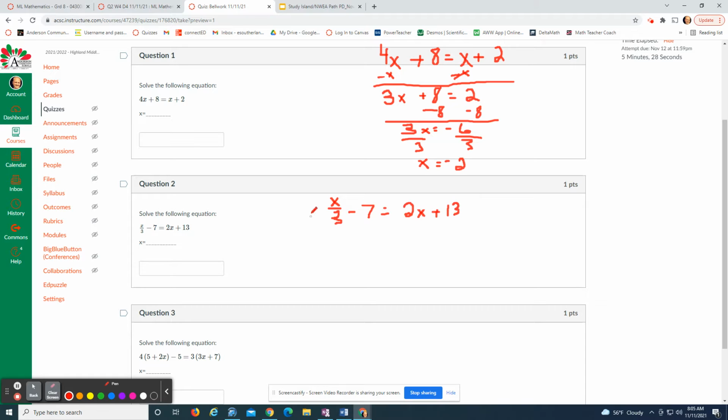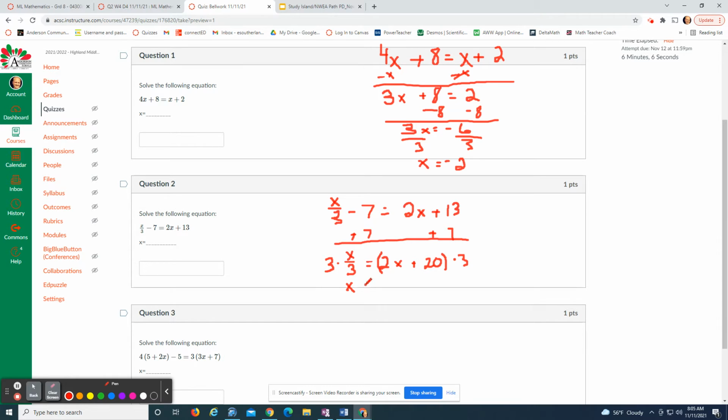is a little bit different because of this division here. So the first thing you're going to do is add 7 to both sides. Then you're going to get x divided by 3 is equal to 2x plus 20. Then you want to get rid of this 3, so you're going to multiply by 3. But here's the thing, you're multiplying everything on this side by 3. So here the 3's cancel out.